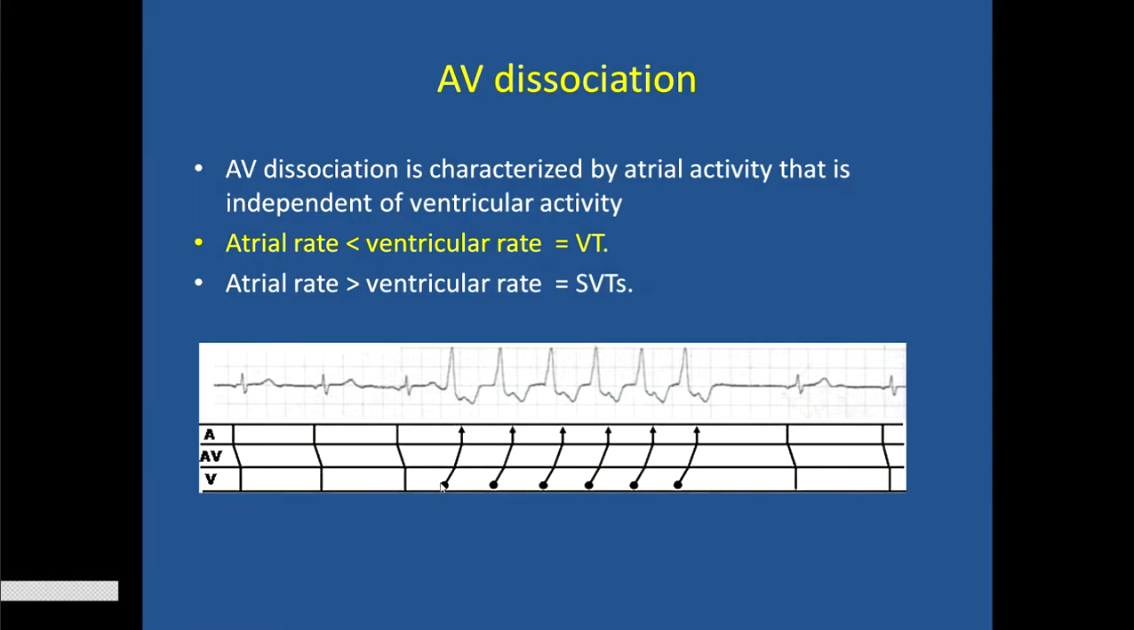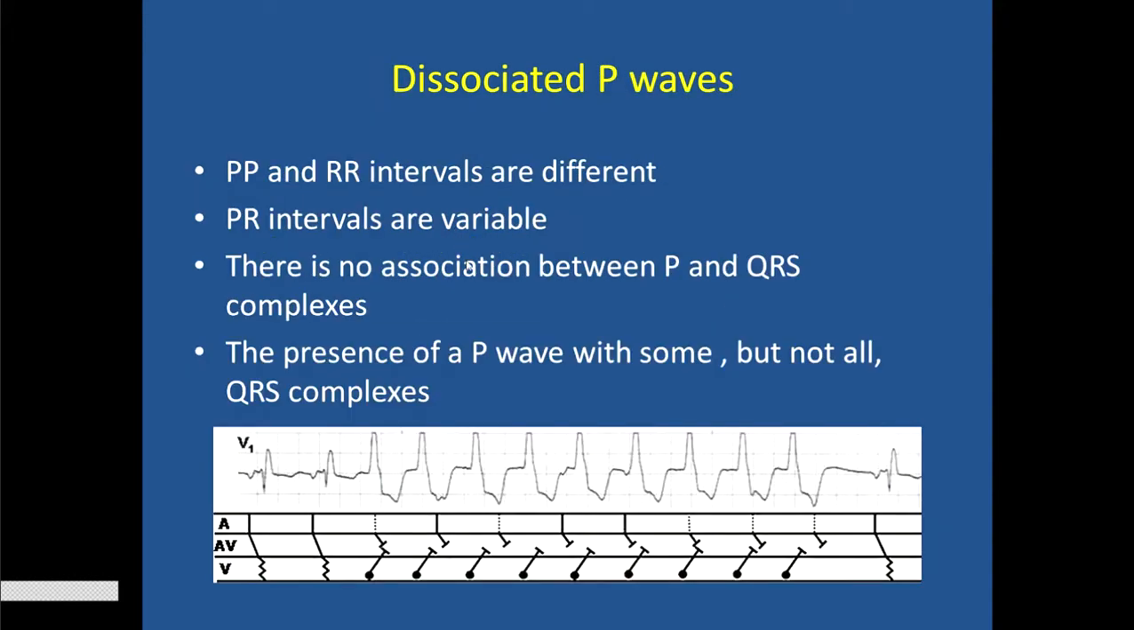Like in this diagram, we see that there is AV dissociation, there is no one-to-one AV conduction, right? So we need to make out whether there are dissociated P waves or not. How do we make out? What is a dissociated P wave? The PP and the RR intervals are different. So here you see the P waves are going on at regular intervals and the RR are at different rates. You may not be able to find a definite relationship between the P and the QRS. There is no association, and the PR intervals may vary.